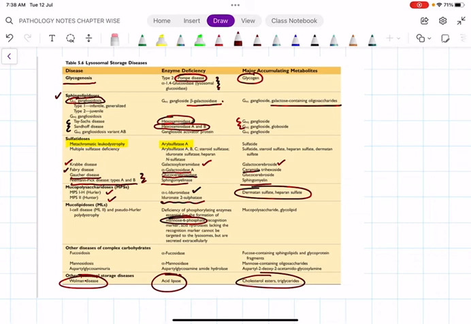Remember Pompe's, then Tay-Sachs, Sandhoff's, Niemann-Pick, Gaucher's. These are the most commonly asked. Niemann-Pick and Gaucher's are standard short note questions. We will discuss all these things in detail in the subsequent videos.